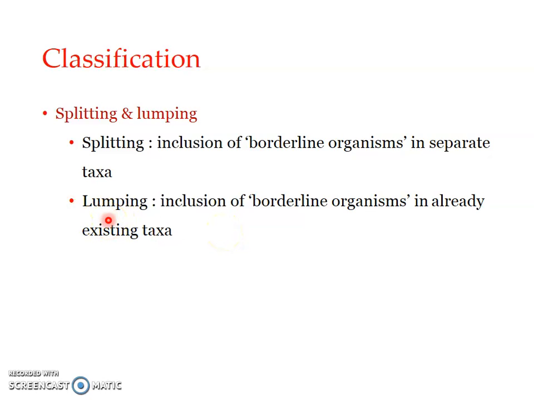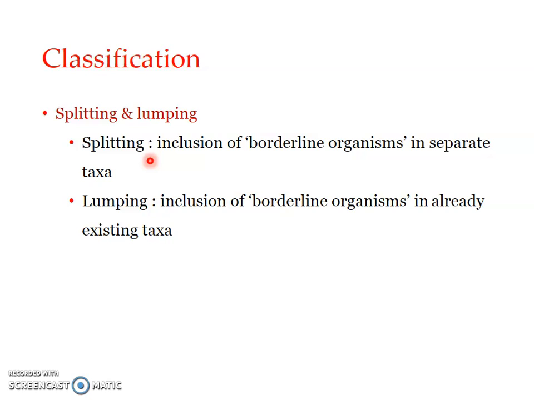We just dump it all in already existing taxa, even though the particular species may show certain characters which are entirely unique, and it is not showing much similarity with the members of the existing taxa. Still, we put it in the existing taxa based on a few similar characters. Okay, now what about splitting? Splitting means we erect a completely new taxa, and then we include that borderline organism in that one. Instead of putting it in already existing taxa, we erect a new taxa. Okay, so that is known as splitting.